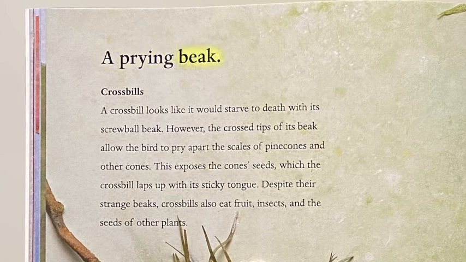A prying beak. Crossbills. A crossbill looks like it would starve to death with its screwball beak. However, the crossed tips of its beak allow the bird to pry apart the scales of pine cones and other cones. This exposes the cone's seeds, which the crossbill laps up with its sticky tongue. Despite their strange beaks, crossbills also eat fruit, insects, and the seeds of other plants.